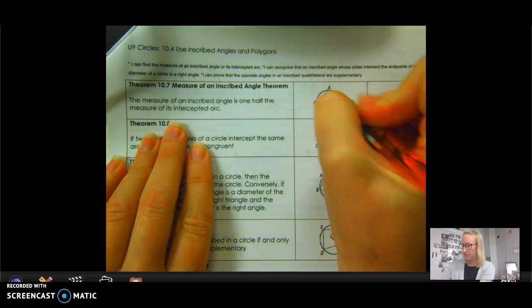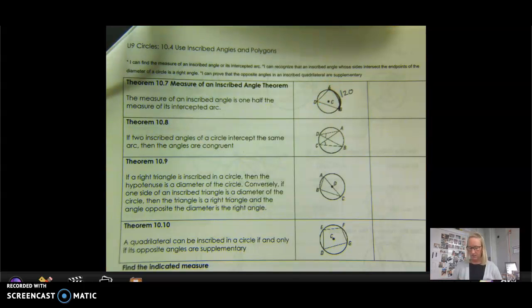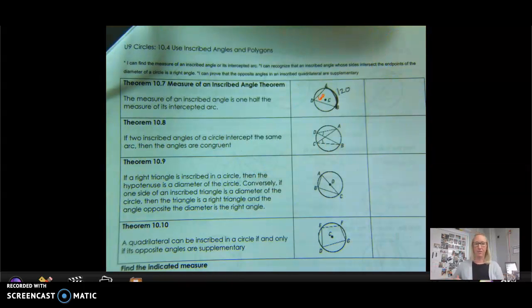So it makes this arc right here. So let's say that this arc is, I don't know, 120 degrees. That means that that angle inside, the inscribed angle, would be 60 degrees. It's half of it. Okay?